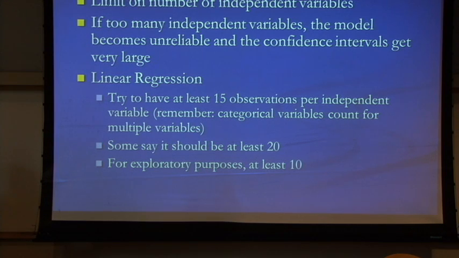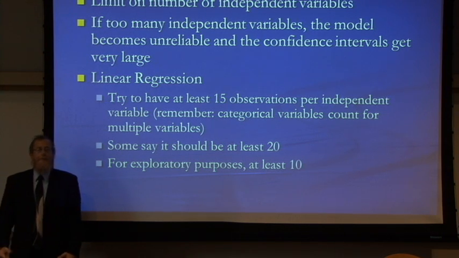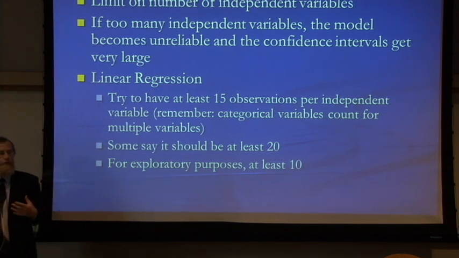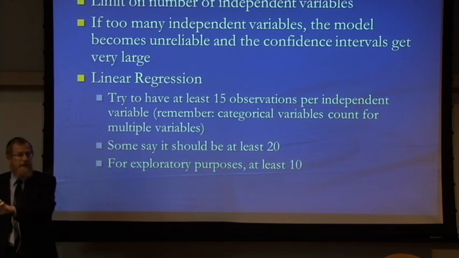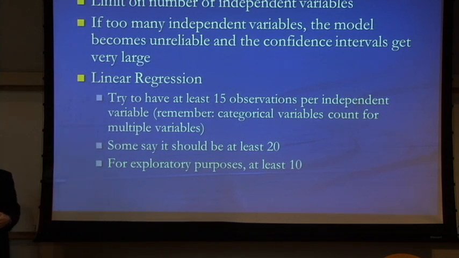Linear regression. So in linear regression, we try to have at least 15 observations per independent variable. That's a general rule of thumb. Some try to push it up to 20, at least whenever possible to try to get it to there. And for exploratory purposes, people will often settle for 10 because when doing exploratory analysis, often you're only working with pilot data, and you're not expecting to make definitive conclusions. What you're really trying to do is learn enough to know what should then be studied more extensively. So for exploratory purposes, 10 may be fine.